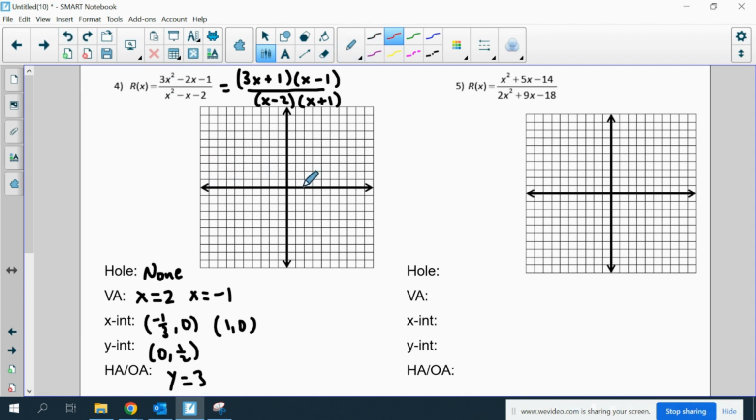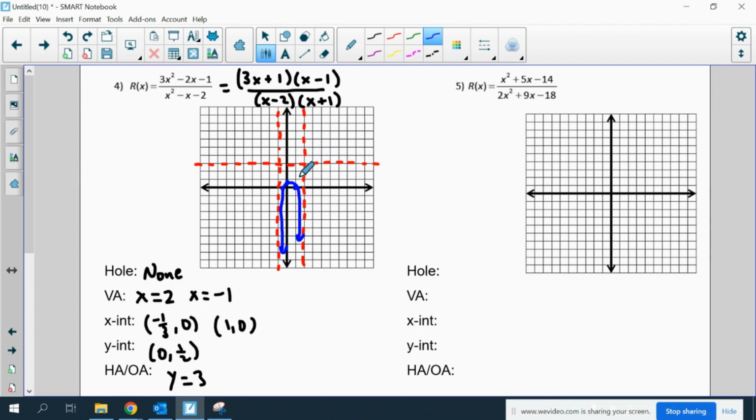So now I'm going to start graphing all of these things. So 2 and -1 are my vertical asymptotes. I have x-intercepts at -1/3 and +1. I have a y-intercept at 1/2, and then I have a horizontal asymptote at 3. So I pretty much have a lot of this figured out. It's not going to cross the horizontal asymptote, at least in between these two asymptotes, because it has to hit both of these x-intercepts in here.